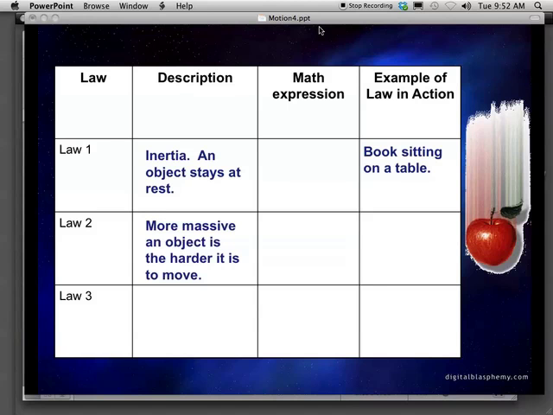All right, the second law says the higher the mass, the harder it is to move an object. It does have a formula. What's the formula? F equals ma. Force equals mass times acceleration. An example would be that it takes a lot of force to push a heavy wheel.